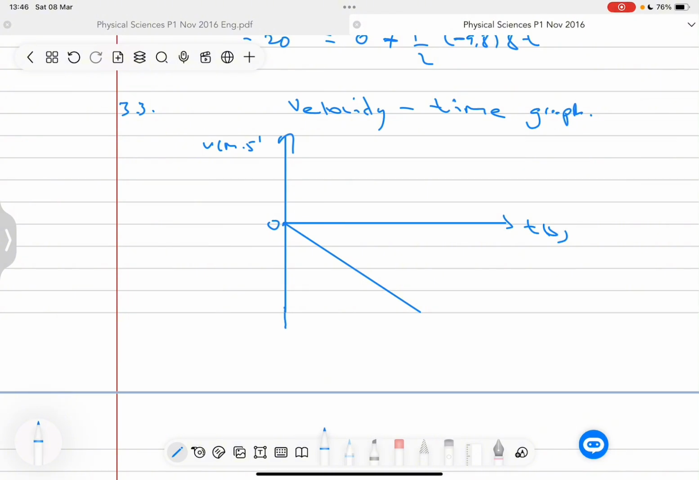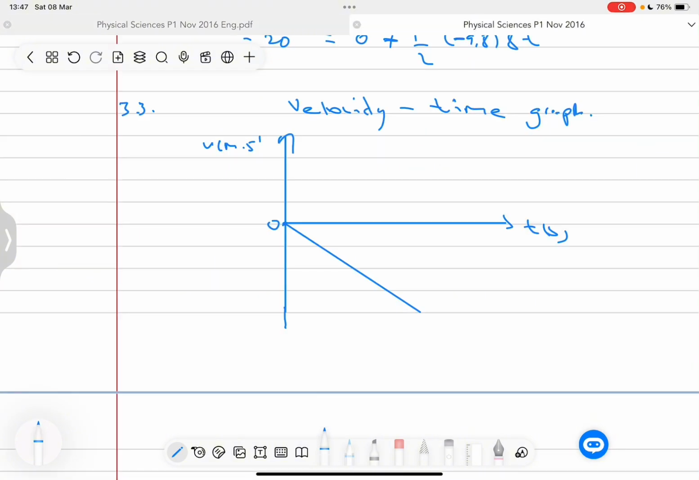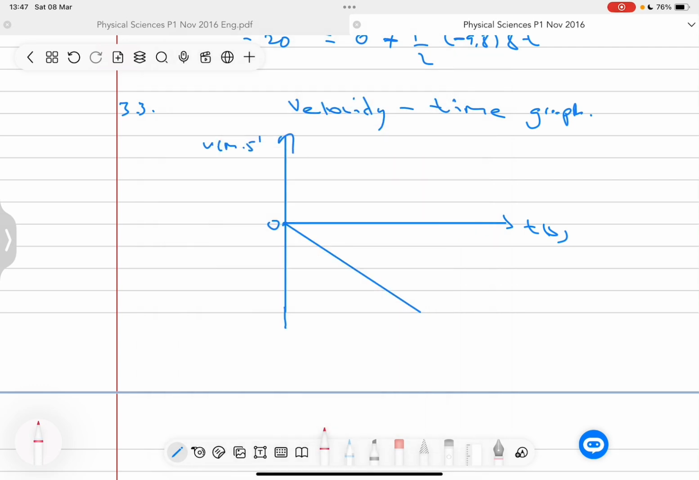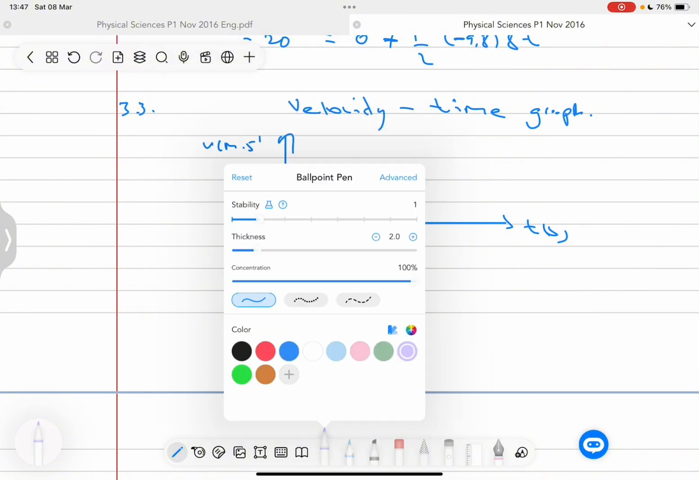Until we get to that point of 19.80. Now, because the question said to us that no values required, this means you can put them, you may not put them, they don't care. They're not going to mark if you put them. So you can leave your graph like this, in which case it will give you the 2 marks because they'll mark the shape of the graph, and they will also mark the fact that it starts at the correct initial velocity.